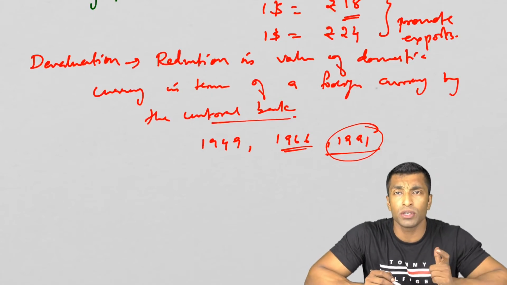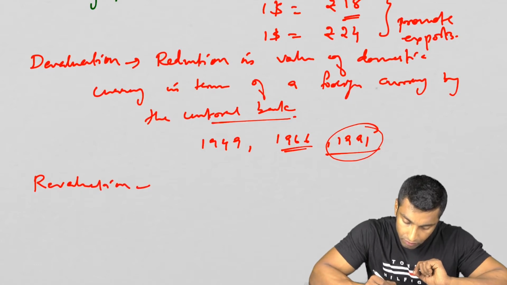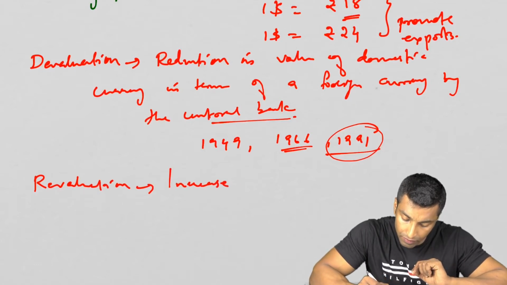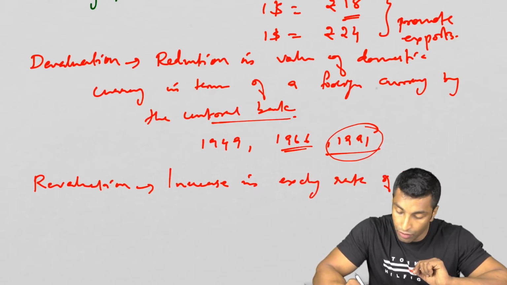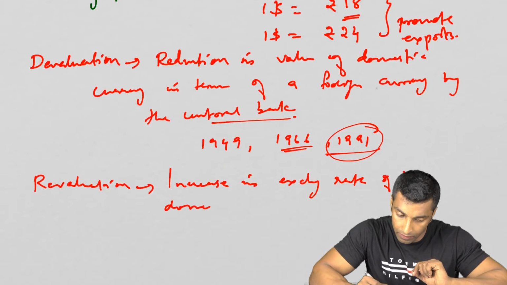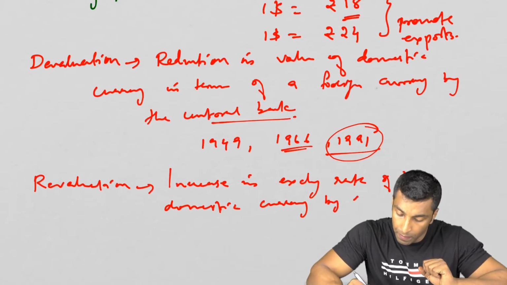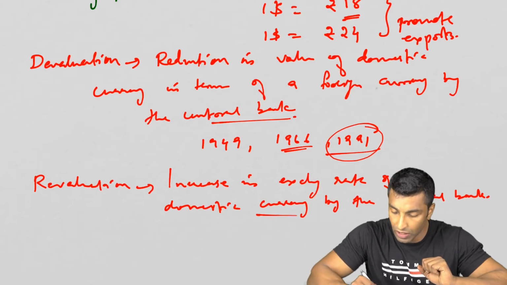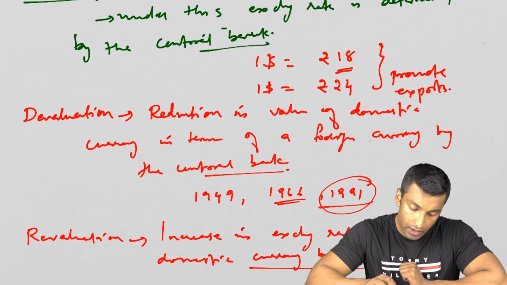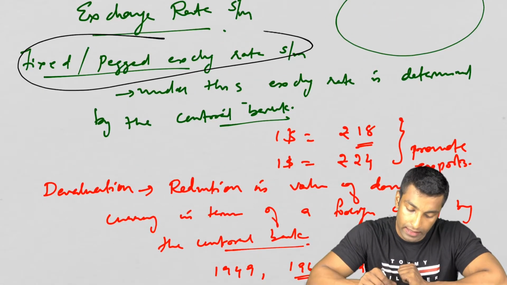Revaluation will be the opposite of devaluation. So revaluation is the increase in exchange rate of the domestic currency in terms of other currency. Here we are talking about dollar, by the central bank. Okay, so this is what you mean by devaluation and revaluation, which will happen only in this exchange rate system.